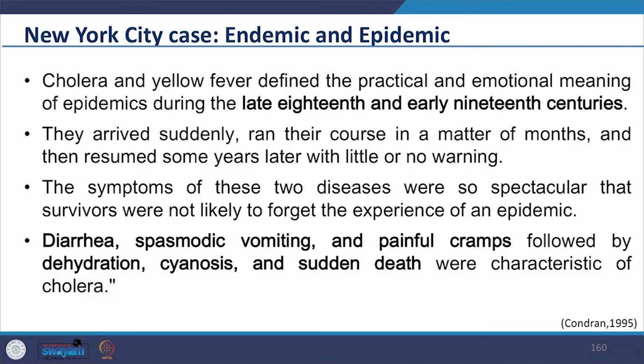The symptoms of these two diseases were so spectacular that survivors were not likely to forget the experience of an epidemic. Diarrhea, spasmodic vomiting, and painful cramps followed by dehydration, cyanosis, and sudden death were characteristic of cholera. Those affected with yellow fever suffered from fever and associated headache, nausea, clamminess, weak pulse, and an identifying yellowish cast to the complexion.